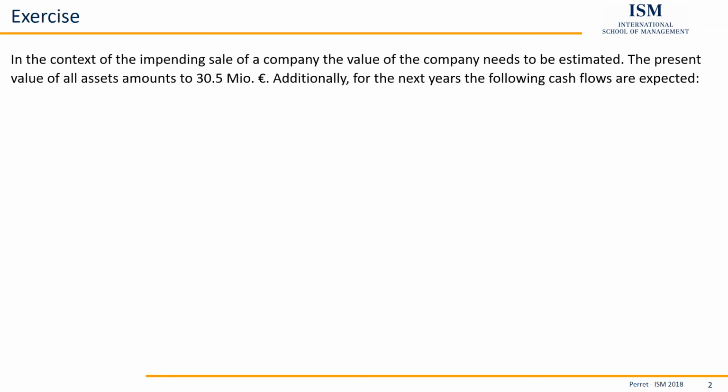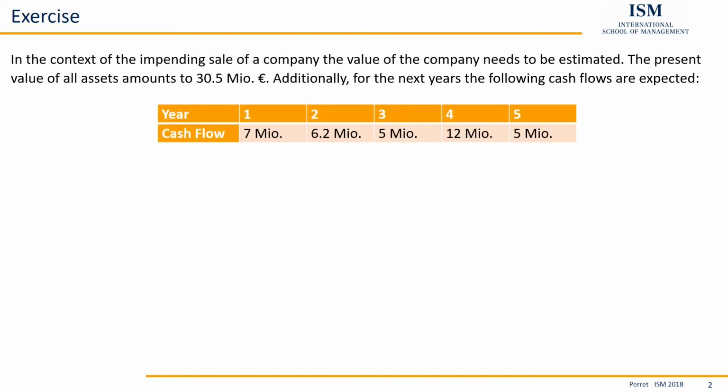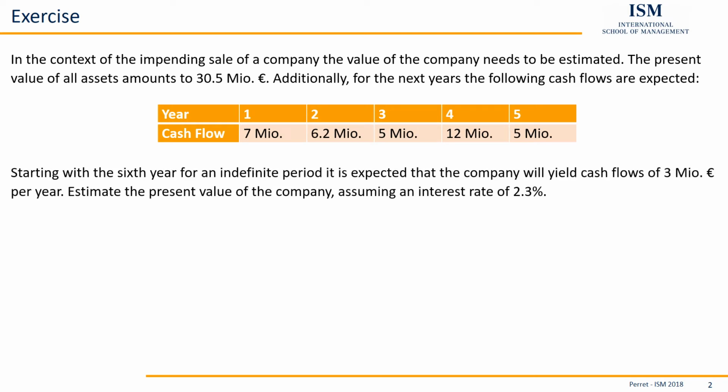In the context of the impending sale of a company, the value of the company needs to be estimated. The present value of all assets amounts to 30.5 million euros. Additionally, for the next years, the following cash flows are expected. And we have for 5 years different cash flows. Starting with the 6th year for an indefinite period, it is expected that the company will yield cash flows of 3 million euros per year. Estimate the present value of the company, assuming an interest rate of 2.3%.